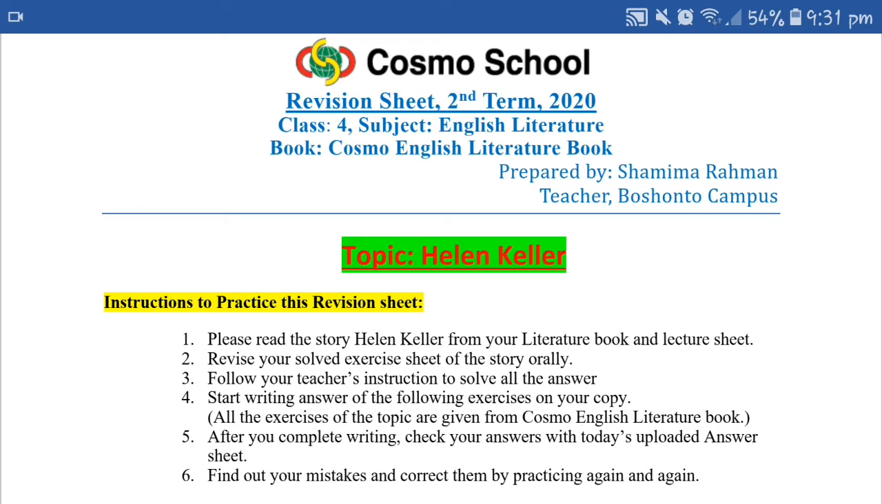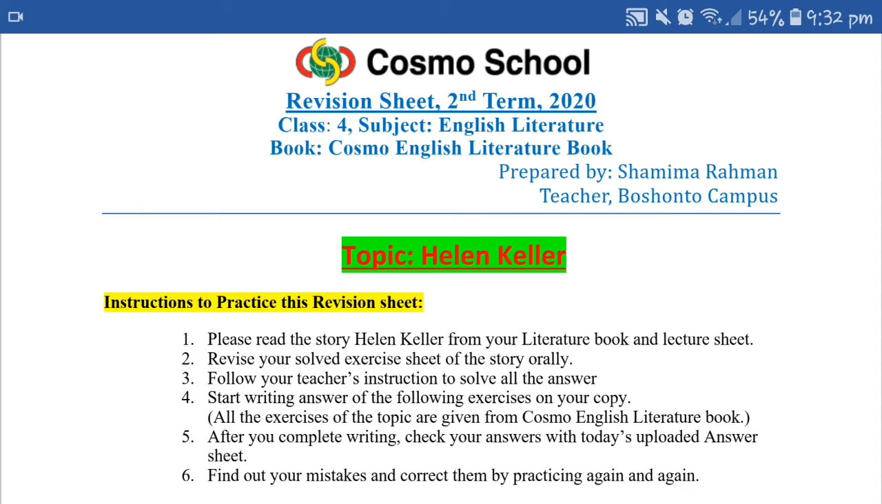After you complete your writing, check your answers with today's uploaded answer sheet. That means with this revision sheet, one answer sheet is also uploaded. So please check your answers, and if you find any mistake, then please correct the mistakes by practicing again and again, until you are correct.